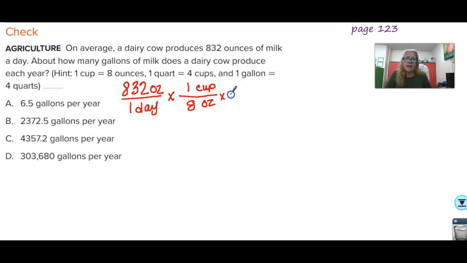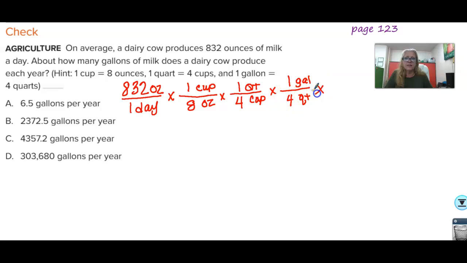Okay. And now we need to get rid of cups. And we are going to use this one. 1 quart is 4 cups. And then we want to get rid of quarts. And we know that 1 gallon is 4 quarts. All right, finally we got to gallons. That's where we needed to be.